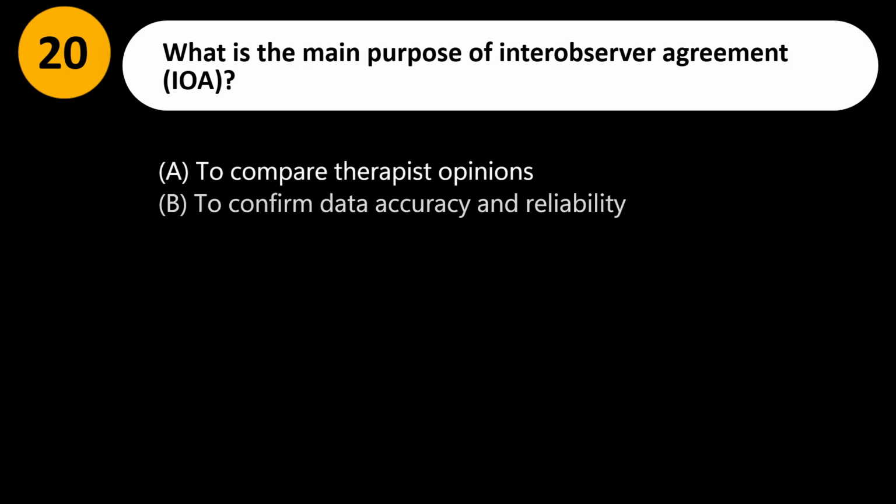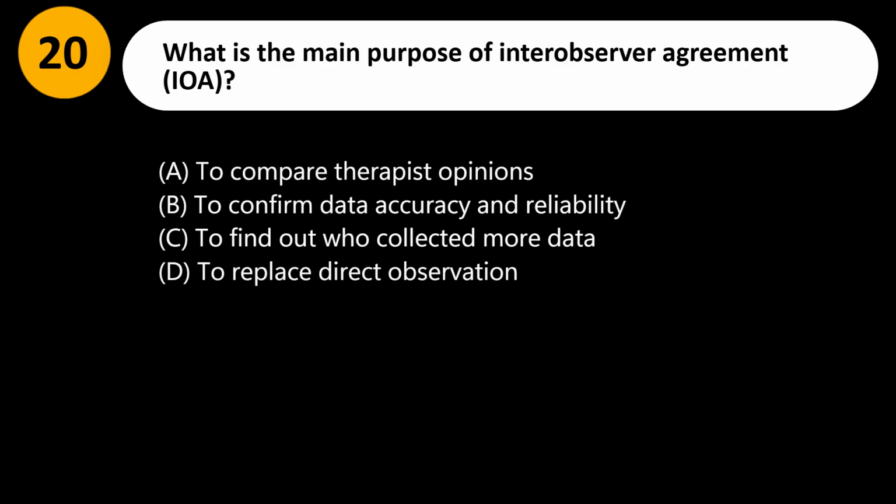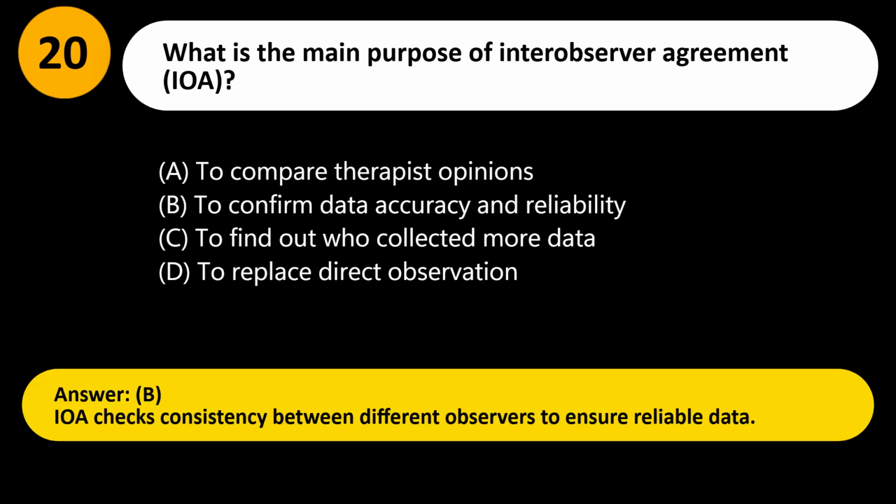What is the main purpose of Inter-Observer Agreement, IOA? A. To compare therapist opinions. B. To confirm data accuracy and reliability. C. To find out who collected more data. D. To replace direct observation. Answer, B. IOA checks consistency between different observers to ensure reliable data.